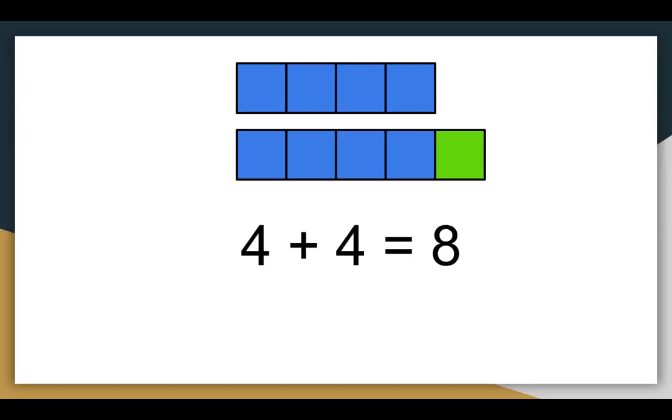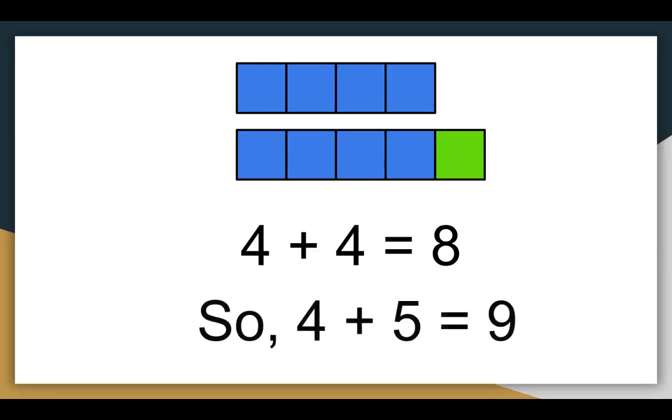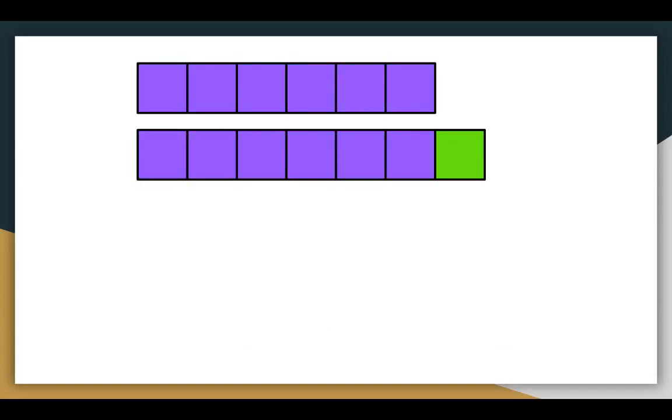The blue ones make 4 plus 4. So thinking in my head, I know 4 plus 4 is 8. I only have one more than that. So 4 plus 5 equals 9. This is the same thinking, it's just using a different visual representation. Take a look at one more example.